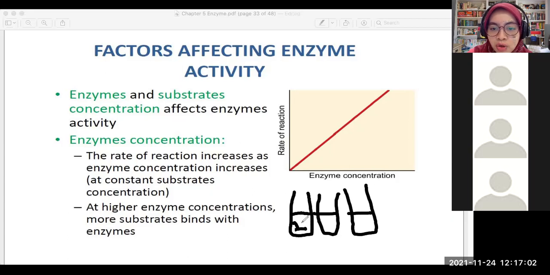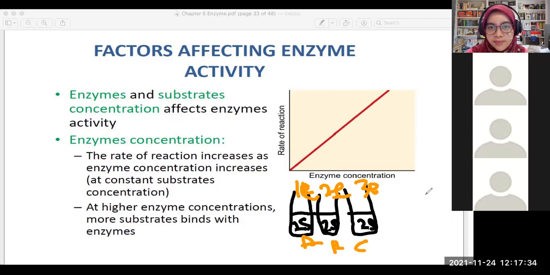For example, 2 molar of substrate, 2 molar of substrate, 2 molar of substrate, but in each of the test tubes we put a different concentration of enzyme. We have 1 molar of enzyme, for example, 2 molar of enzyme, let's use this E, and then 3 molar of enzyme. Okay, so what will we observe is that the rate of reaction, which one do you think will be the highest? In A, B, or C?